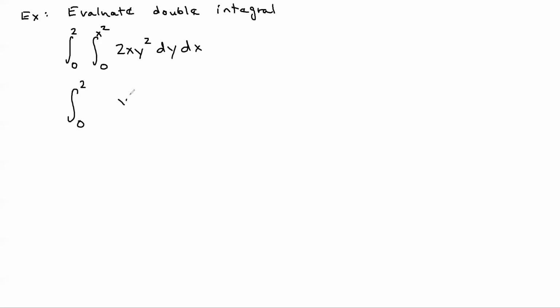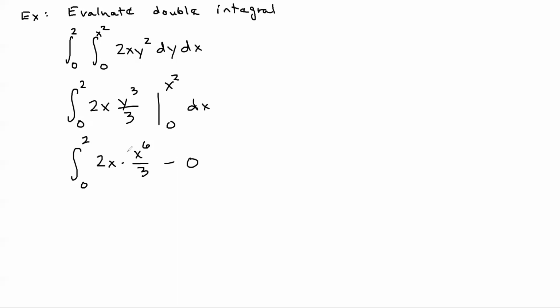So here we're going to get y cubed over 3. Leave the 2 and the x, which are constants, alone. Evaluate it from 0 to x squared, and then we're going to end up with the outer bounds 0 to 2. Plug in x squared. We get 2x times x to the 6th over 3. You put an x squared where the y is, so you get x squared to the 3rd, that's x to the 6th. And then plug in 0, and you get 0.